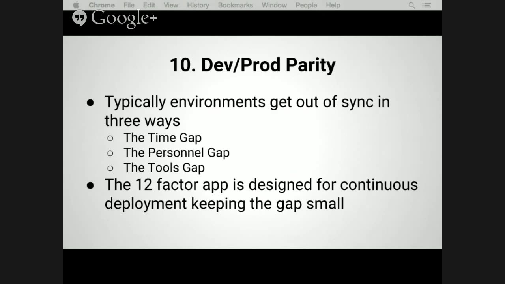So that could cause a problem if, say, all your ops are unavailable and you really need to deploy something. And the tool gap. Developers may use different tools than what's on production. So a developer may have Nginx, SQLite, and be working on a Mac, but your production environment is actually a Linux server with Apache and MySQL.